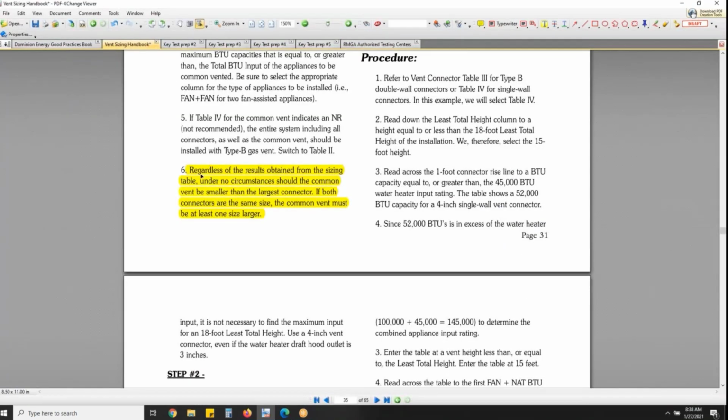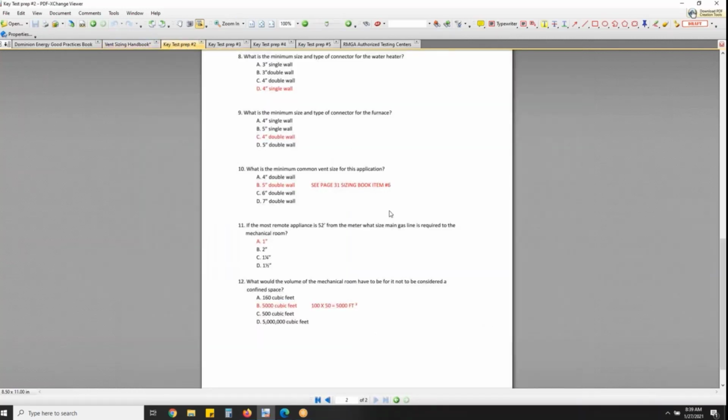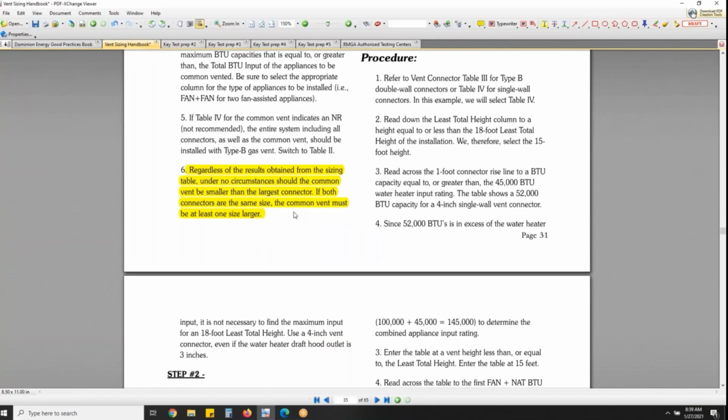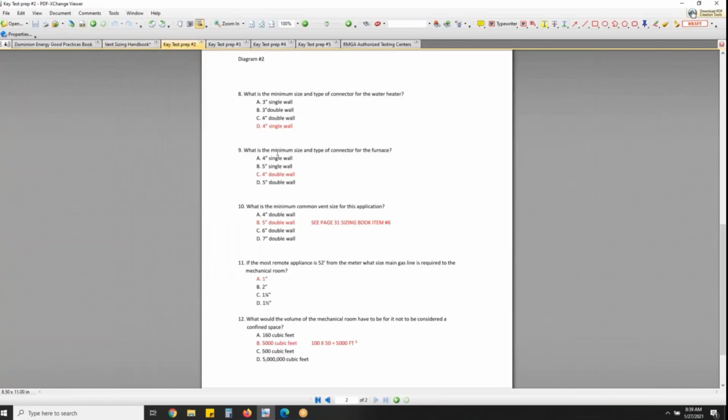On page 31, it says, regardless of the results obtained from the sizing table, under no circumstance should the common vent be smaller than the largest connector. If both connectors are the same size, the common vent must be one size larger. So in this particular instance, let's go back over here, okay? We have 2 connectors that are the same size. And according to this, if you have 2 connectors that are the same size, the common vent must be one size larger. So if you read that and picked 5, you're good.